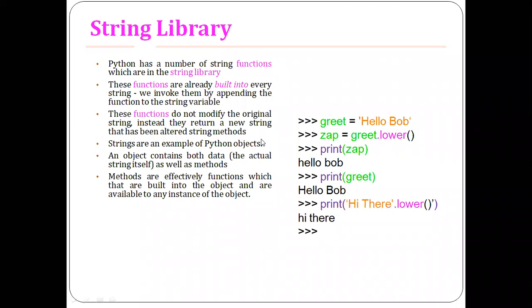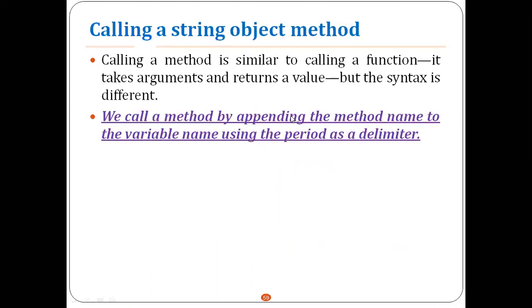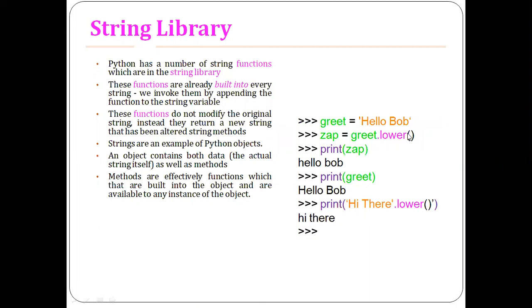So this is what the string library is about. Calling a method is similar to calling a function. It takes arguments and returns a value, but the syntax is different. We call a method by appending the method name to a variable name using the period as a delimiter. Look at this one: we're not using the functions as they are.